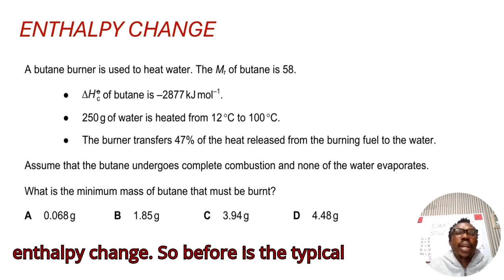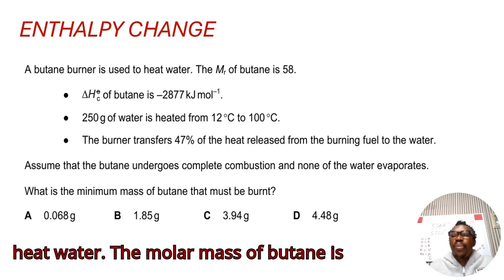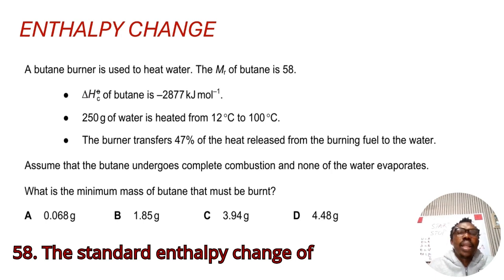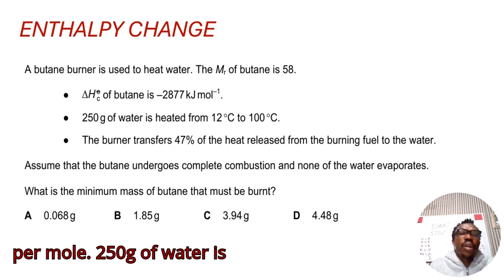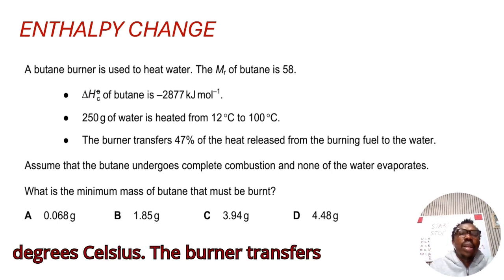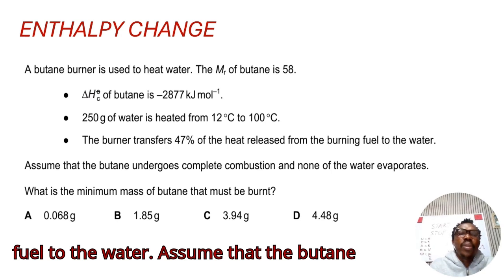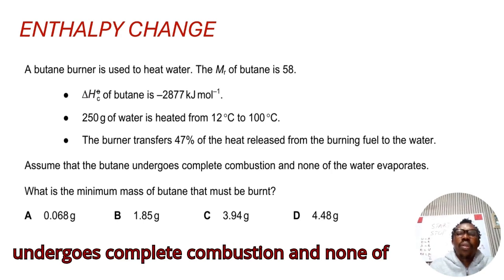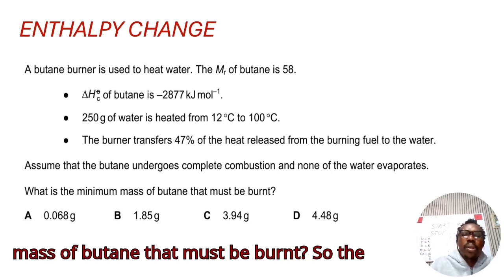So before us, a typical chemistry A-level question on enthalpy change. A butane burner is used to heat water. The molar mass of butane is 58. The standard enthalpy change of combustion of butane is minus 2877 kJ per mole. 250 grams of water is heated from 12 degrees Celsius to 100 degrees Celsius. The burner transfers 47% of the heat released from the burning fuel to the water. Assume that the butane undergoes complete combustion and none of the water evaporates. What is the minimum mass of butane that must be burnt?